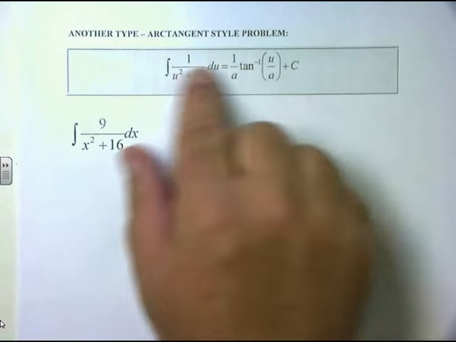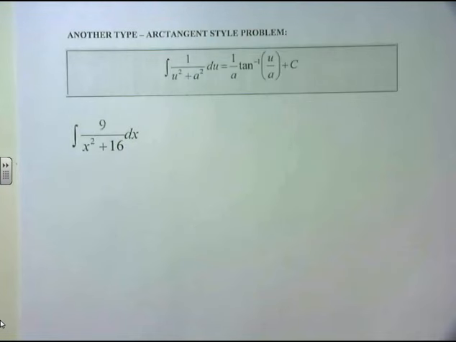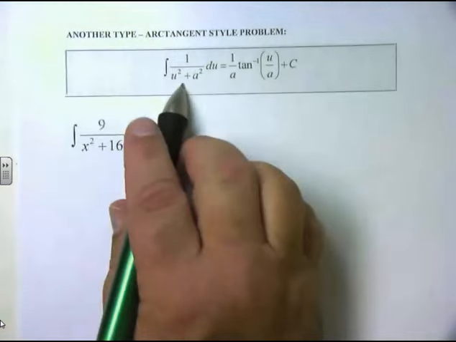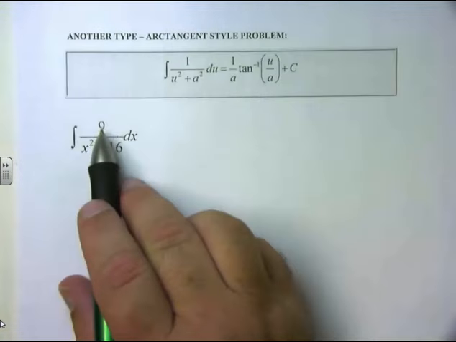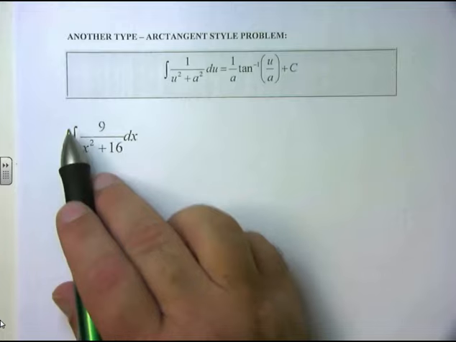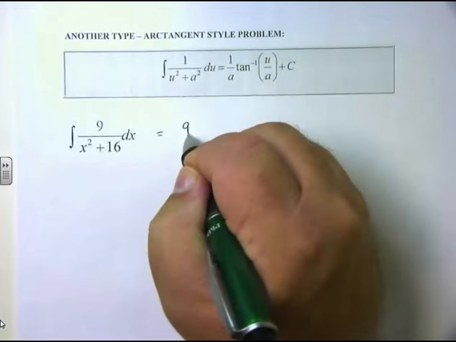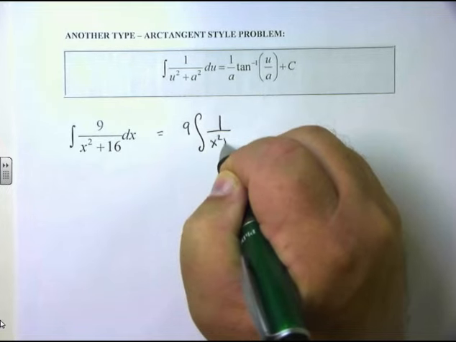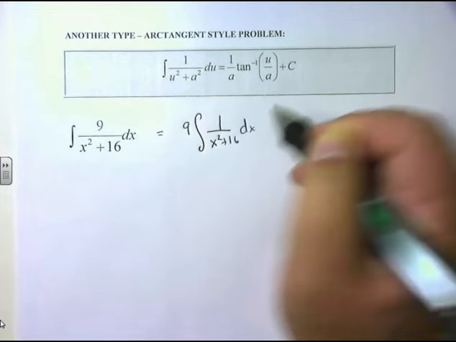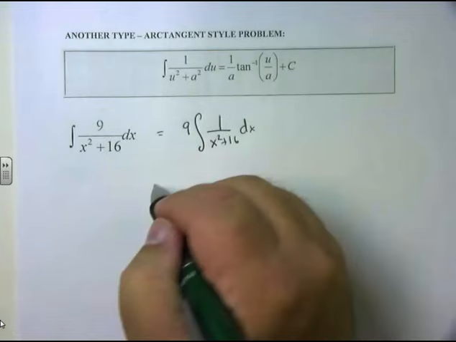So this, again, is a formula, and it's an extension of the arctangent formula that you have memorized, but it covers a whole bunch more different types of problems you can integrate. So here's an example here. Remember, constants on top, they go out front. So this becomes 9 times the integral of 1 over x squared plus 16 dx. 9 is a constant, it holds over.